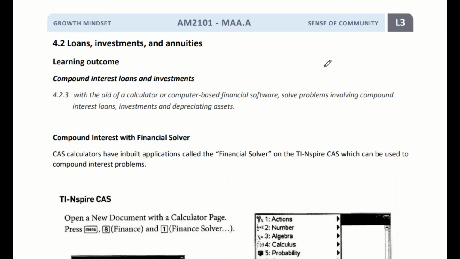Hi everyone, welcome to the third video for topic 4.2, loans, investment and annuities. We are still under the subtopic of compound interest loans and investments. There are two things that we are going to do under this lesson.